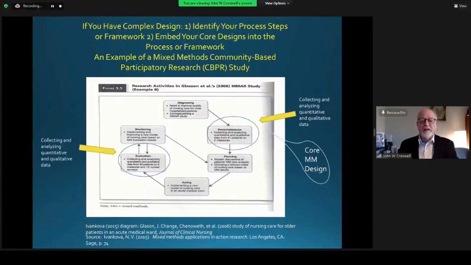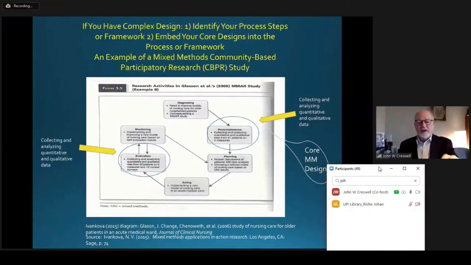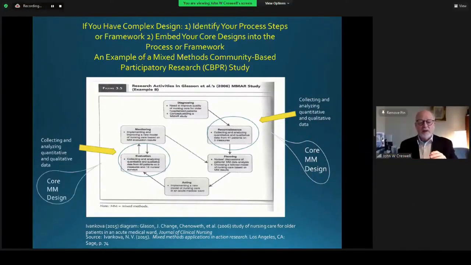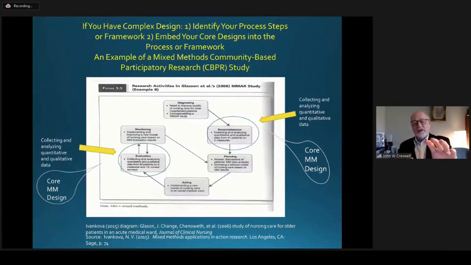Here's another place in this complex design where they're collecting quantitative and qualitative data. Again, what's the core design? So this has been very useful for us to think about drawing a diagram of a complex design. First, list the steps, and then indicate in those steps where you're collecting both forms of data and what type of core designs. So in one of my recent articles, I even suggested, okay, if you have a complex design, you have two diagrams. One that indicates this and where the core designs fit in, and the second one on your core design.